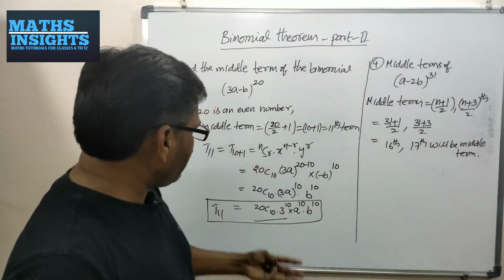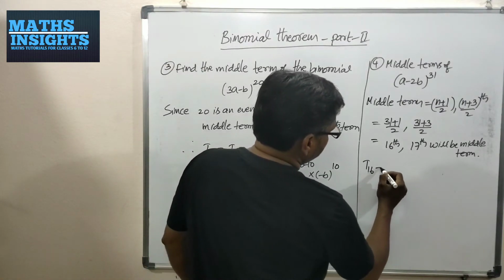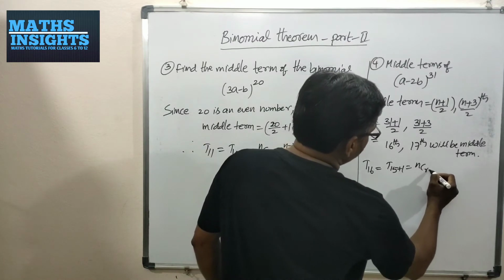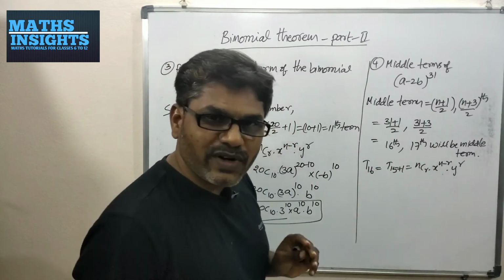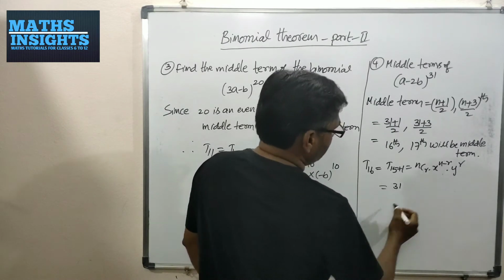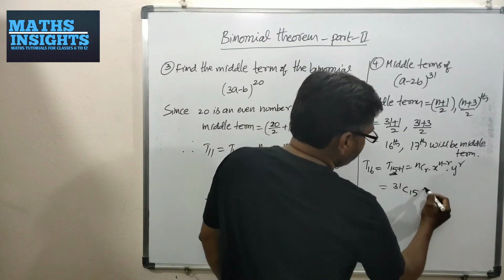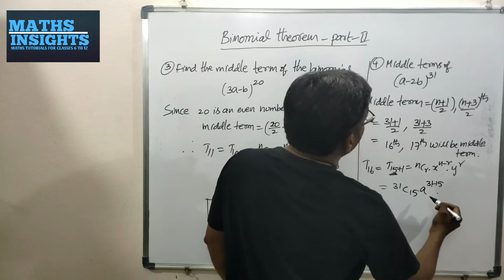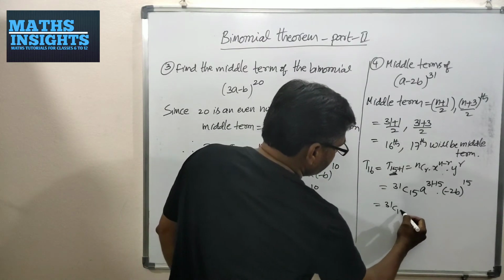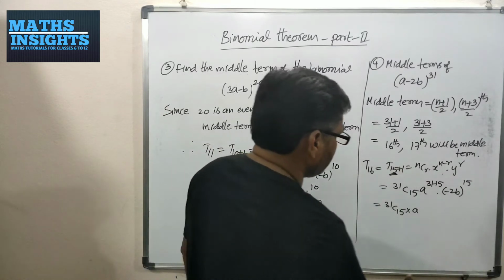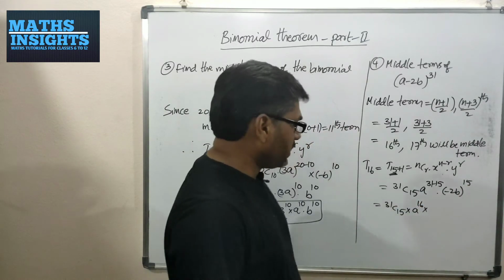If you find the 16th term as you calculated the 11th term, I will calculate T16, that is T15 plus 1, equals nCr into x power n minus r into y power r. This is very easy. I told you how important this formula is. So n is 31, C r, r is 15, and x here is a. So 31 minus 15, into y is (minus 2b) whole power 15. Simply, 31C15 into a power 16, again (minus 2b) whole power 15 means this is an odd number, therefore the minus will come again.